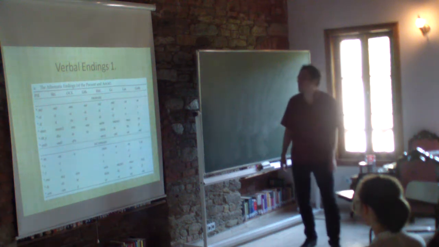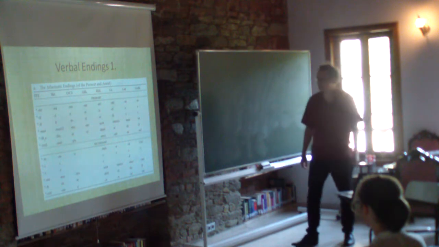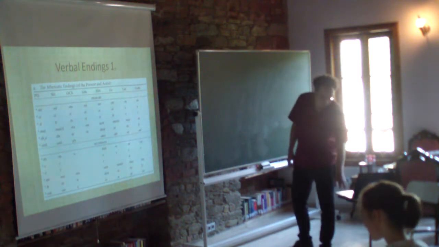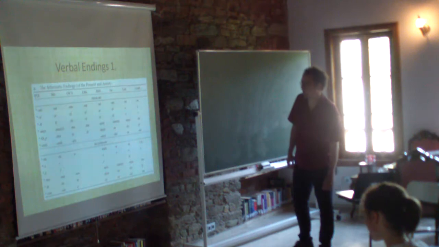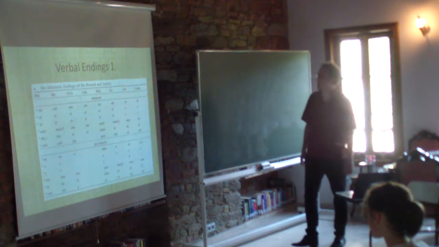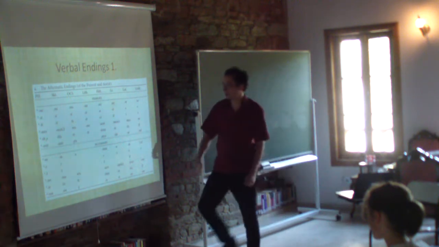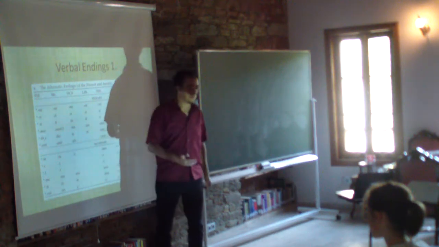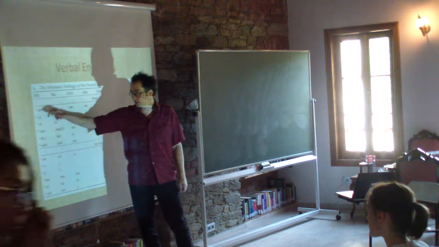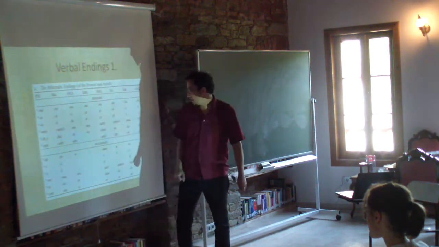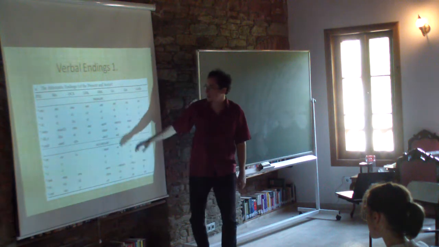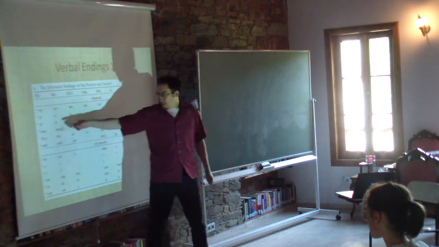Now, how do these endings look? So these are the athematic endings. So we will have thematic and athematic things. So these are the athematic endings of the present and aorist system. So basically the most well-known endings: -mi, -si, -ti, and so on. And here are the secondary endings. Now you can see the reason behind. So they are quite related.